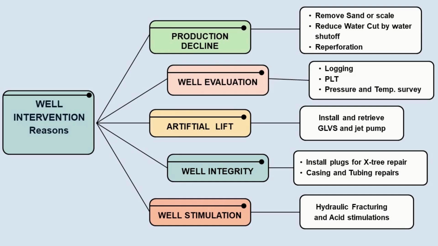The key to evaluation is gathering the data. For example, a PLT measures flow rate, water cut, and temperature along the wellbore. If we see a sudden increase in water cut, the percentage of water in the produced fluid, we might decide to perform a water shutoff to block the unwanted water source and save money on treating all that fluid. So, intervention is not just fixing things, it's also data gathering to make smarter production decisions.